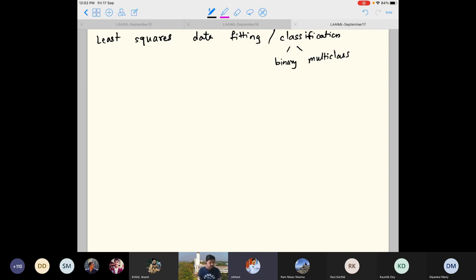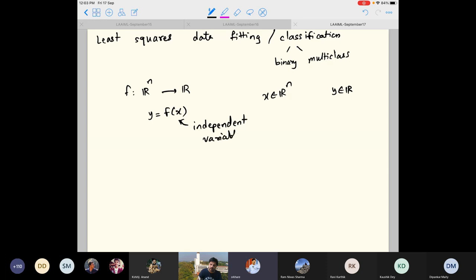Okay, so for example, there is a function f from Rn to R, and this function f is such that it explains the relationship between a vector x belonging to Rn and a scalar y nicely through y is equal to f of x. That is something that we know. These variables x are called independent variables, and this variable y is called the response variable.